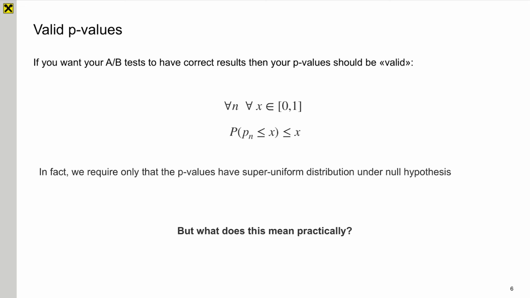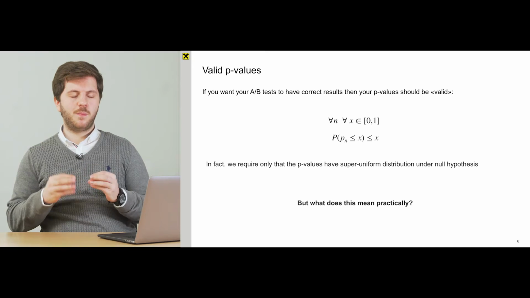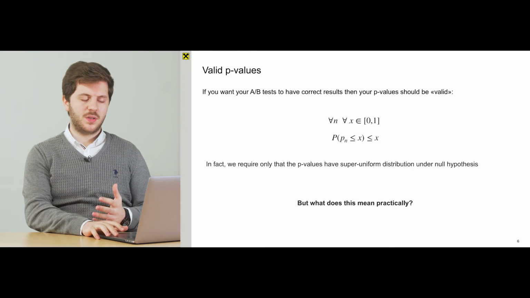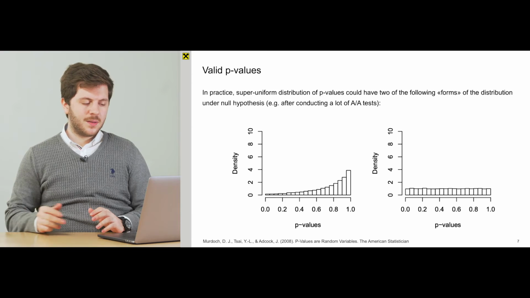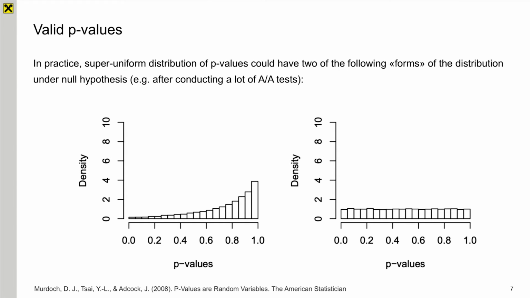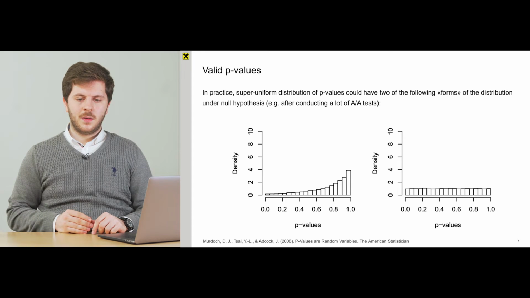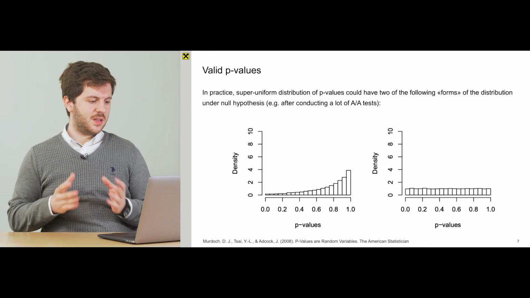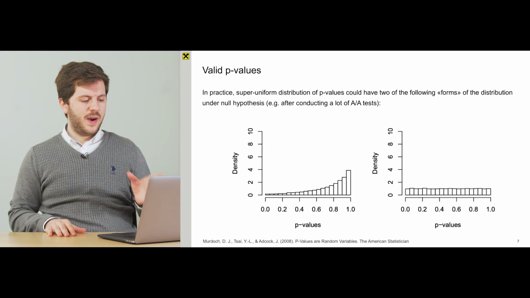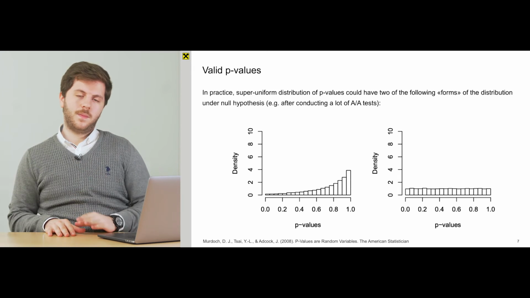In fact, this is not a very popular definition when we are talking about super uniform distribution. So let's understand what it means practically. What does it mean that our p-values have super uniform distribution under the null hypothesis? It could mean two things. The first one is that our distribution is right skewed, and the second one is that our distribution is uniform. So when you conduct 1,000 A/A tests, you should see a distribution that is either right skewed or uniform.